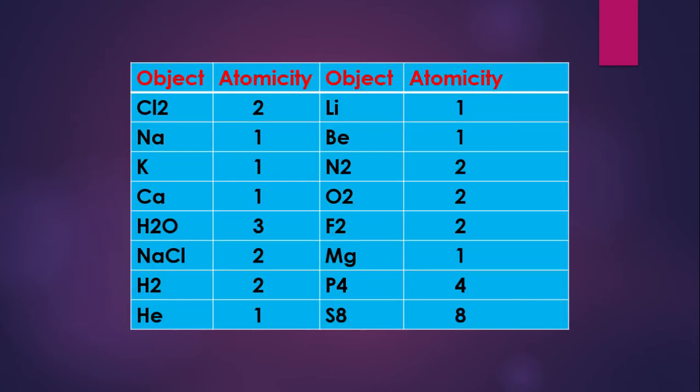Other atomicities. Chlorine Cl2, atomicity 2. Sodium Na, atomicity 1. Potassium, atomicity 1. Calcium, atomicity 1. Water, atomicity 3. Sodium chloride, atomicity 2. Hydrogen, atomicity 2. Helium, atomicity 1. Lithium, atomicity 1. Beryllium, atomicity 1. Nitrogen, atomicity 2. Oxygen, atomicity 2. Fluorine, atomicity 2. Magnesium, atomicity 1. Phosphorus, atomicity 4. Sulfur, atomicity 8.